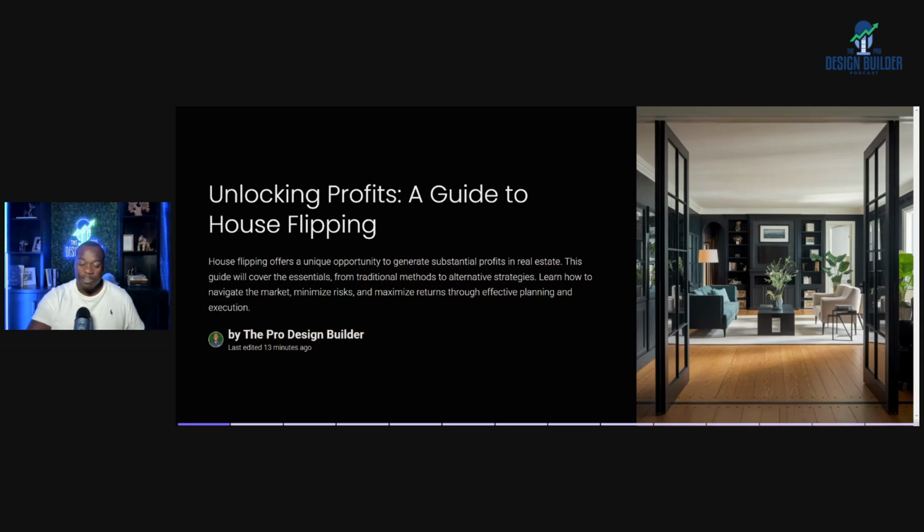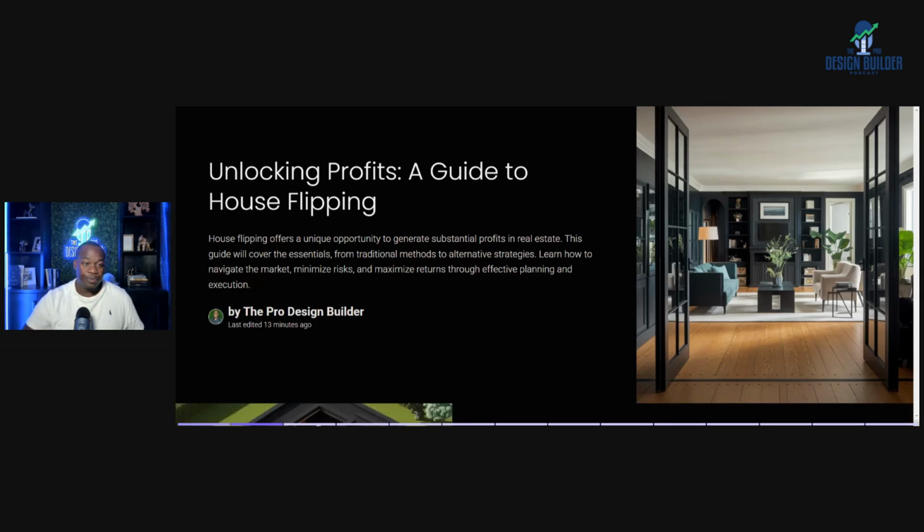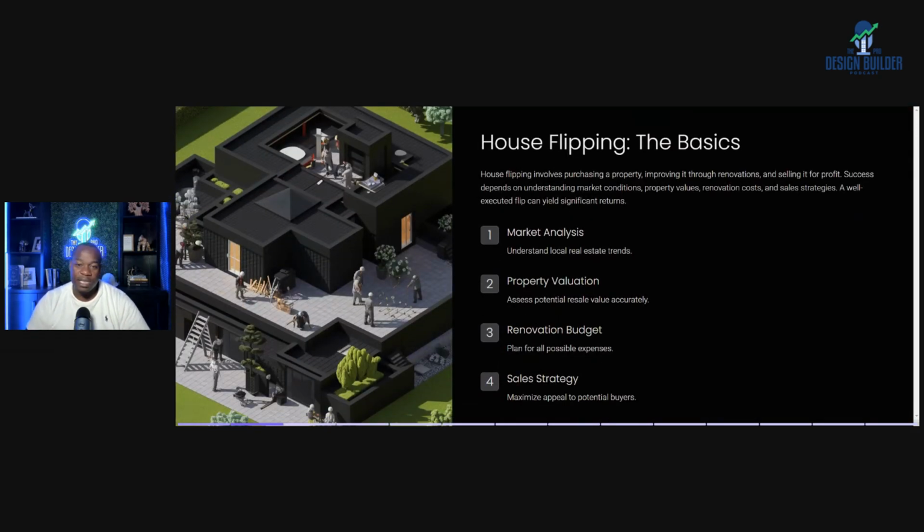All right, so what is house flipping? Let's get into it. House flipping basics. House flipping involves the purchase of property, improving it through renovation, and selling it for profit. Success depends on understanding market conditions, property values, renovation costs, and sales strategy. A well executed flip can yield significant returns.